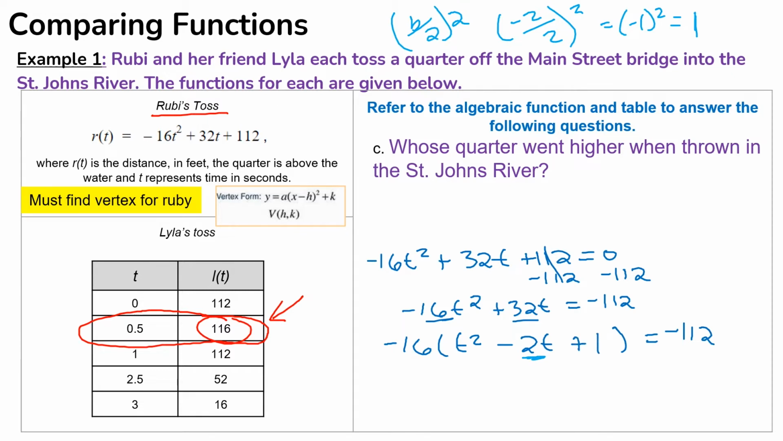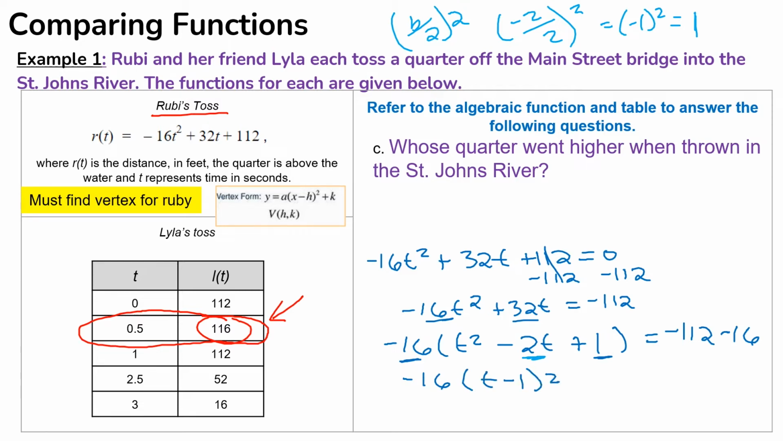And I want to add the equivalent on the other side since this 1 is really being multiplied by the negative 16. I have to add that equivalent. So negative 1 times 16 is negative 16. Now I'm going to factor what's inside the parentheses. That would be t minus 1 squared.